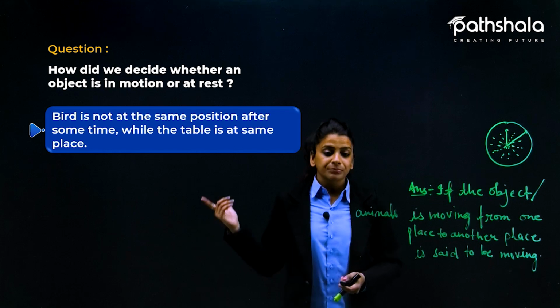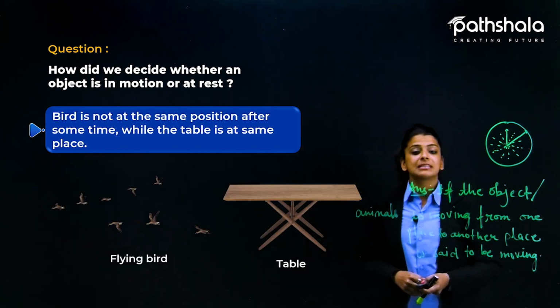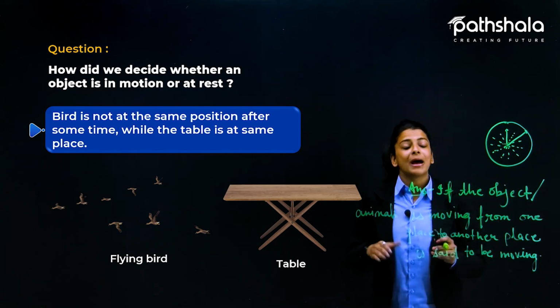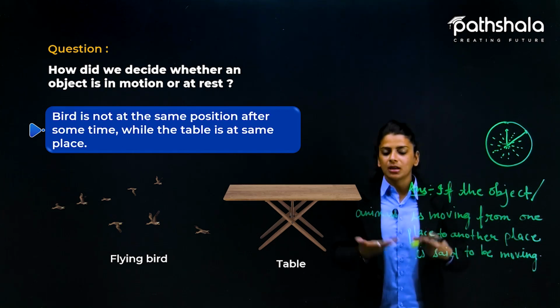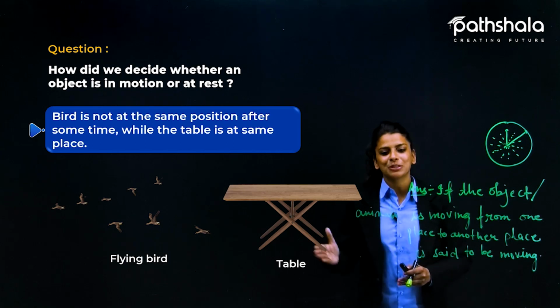Whereas if you are talking about the table, in this case the table is at one position and the table cannot move on its own. हमारा स्टडी टेबल है, डाइनिंग टेबल है, आप कहीं जाओगे, घर पे वापस आओगे तो आपको वही मिलेगा. So that is how we know that this particular object is at rest.